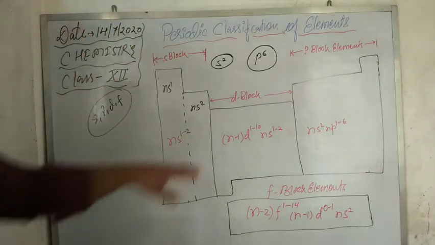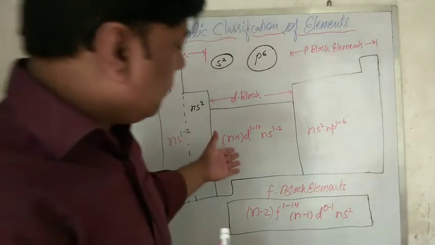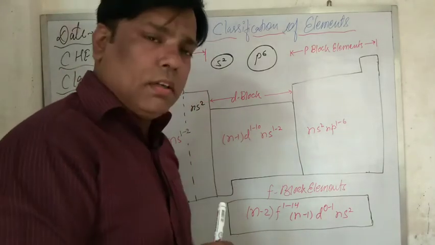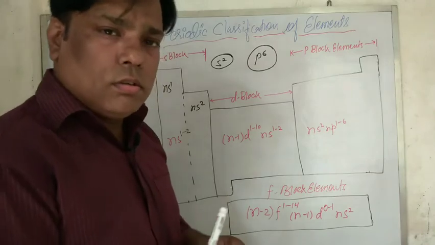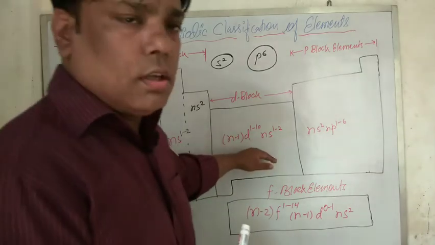Now, what about D block elements? D block elements are our transition metals.